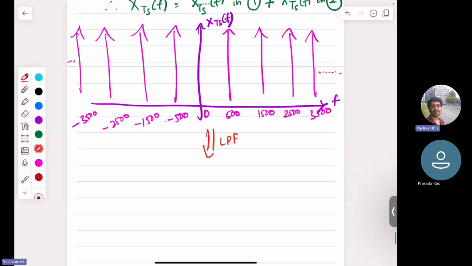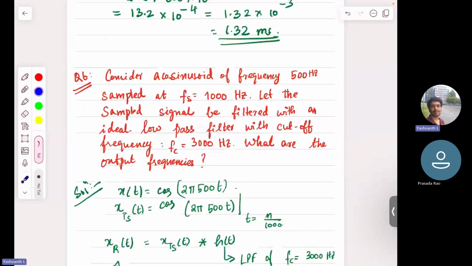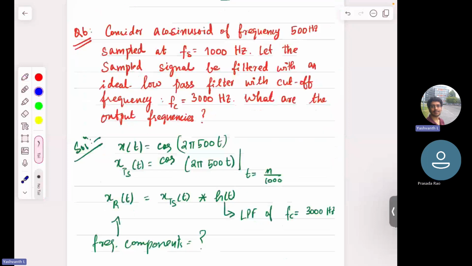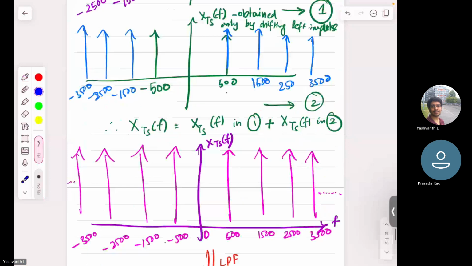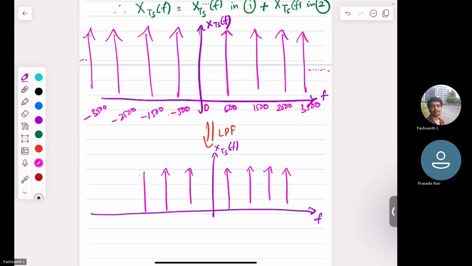What is the cutoff frequency of this filter? 3000 hertz. Now let me go back to this figure and draw it again. X s of f keeps on going to the right and left. This is minus 3500, minus 2500, minus 1500, minus 500, 500, 1500, 2500, and 3500.